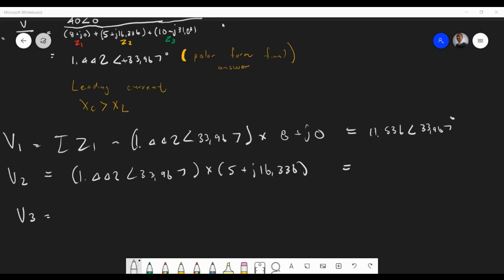So Duplessis, you're awfully quiet. Are you following? Okay. Nice. Okay, second voltage drop over that load. Make sure you do this yourself.